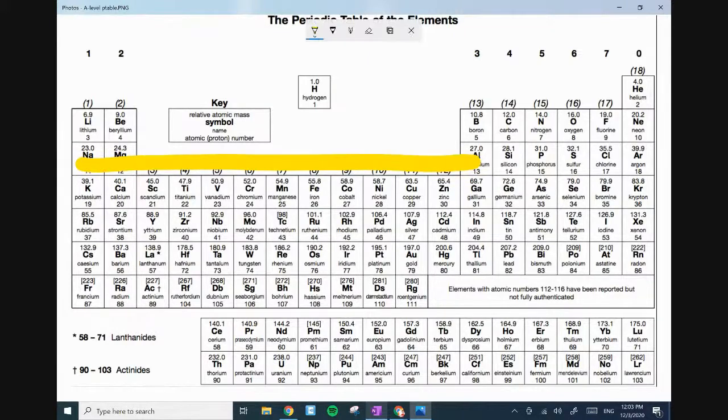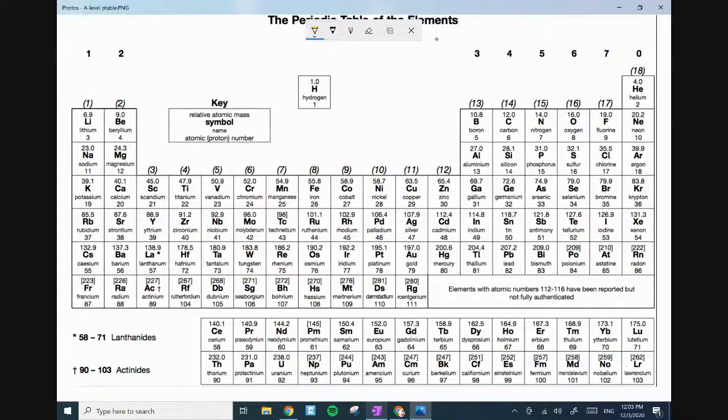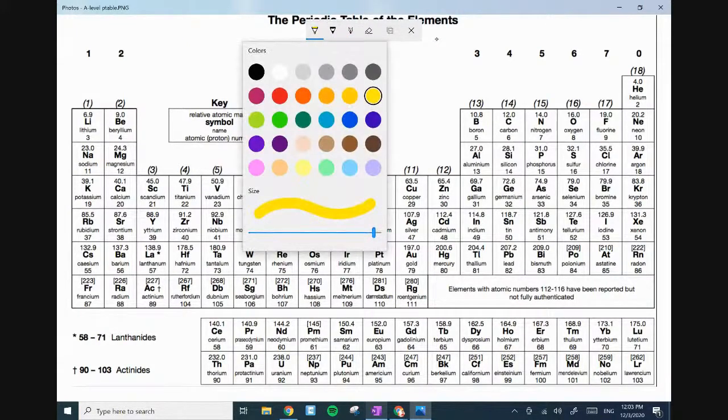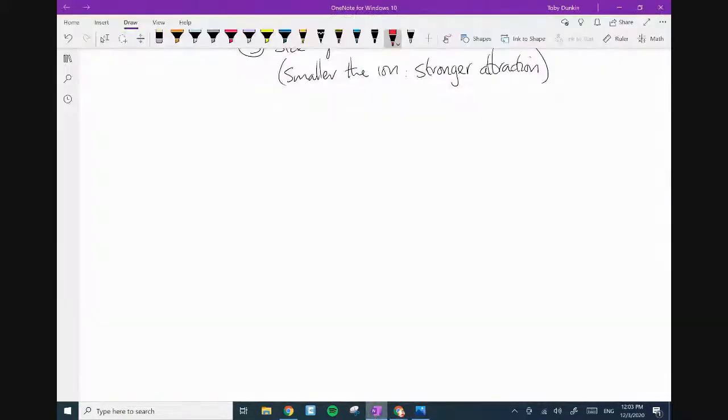Let's go for these. Oh, it's not a highlighter. That's rubbish. Oh, that's irritating. It's not an actual highlighter. Let's go for him, and him. So sodium, magnesium, and aluminium.